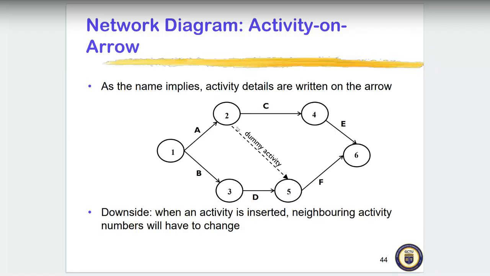But these ones are in continuation. So at the moment we have another activity coming to the tail or the head of an event. Meaning it violates the rules of the network diagram. Please, are we together?